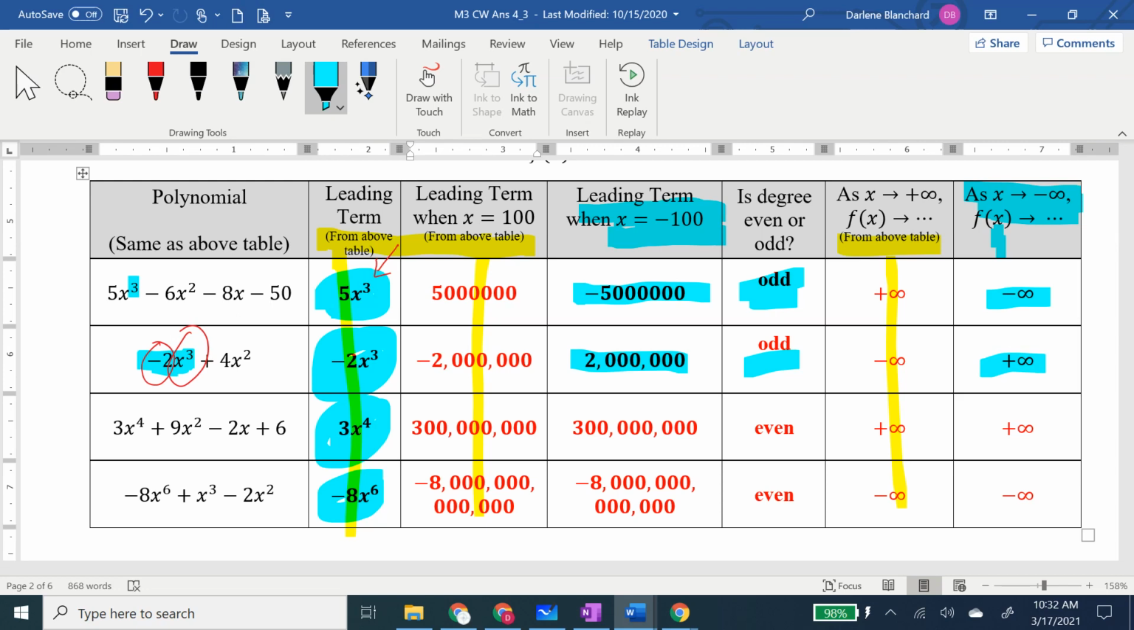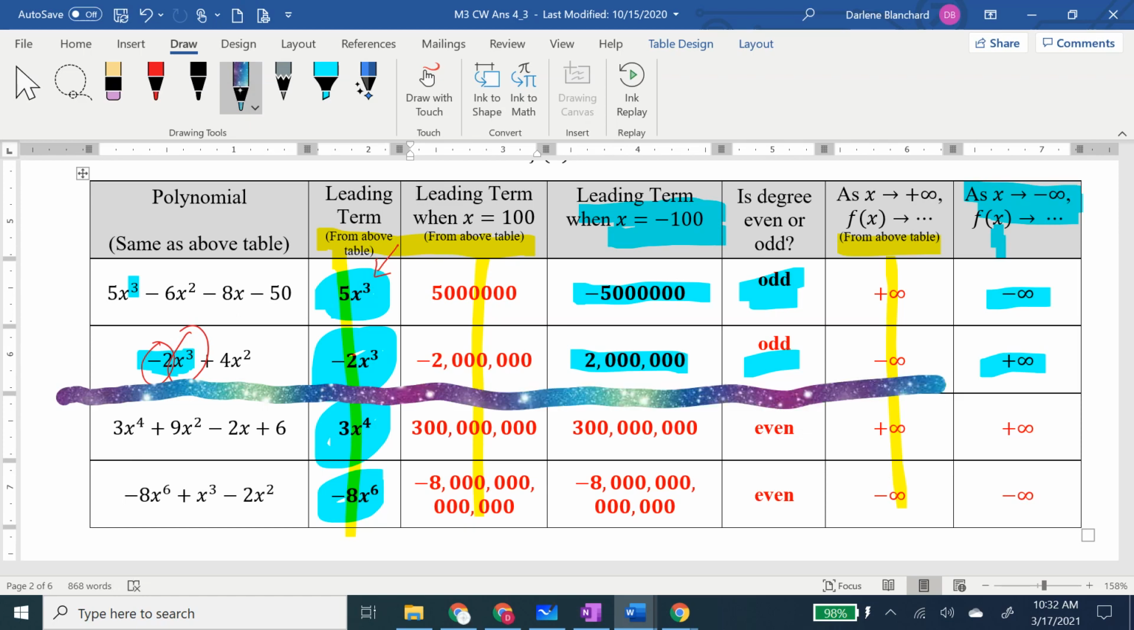And look at the very different patterns. I'm going to draw a nice glittery line. Look at the difference in the two patterns between the even and the odd. When I have an even exponent, it doesn't matter if I put in positive or negative. I'm going to get the same exact thing.